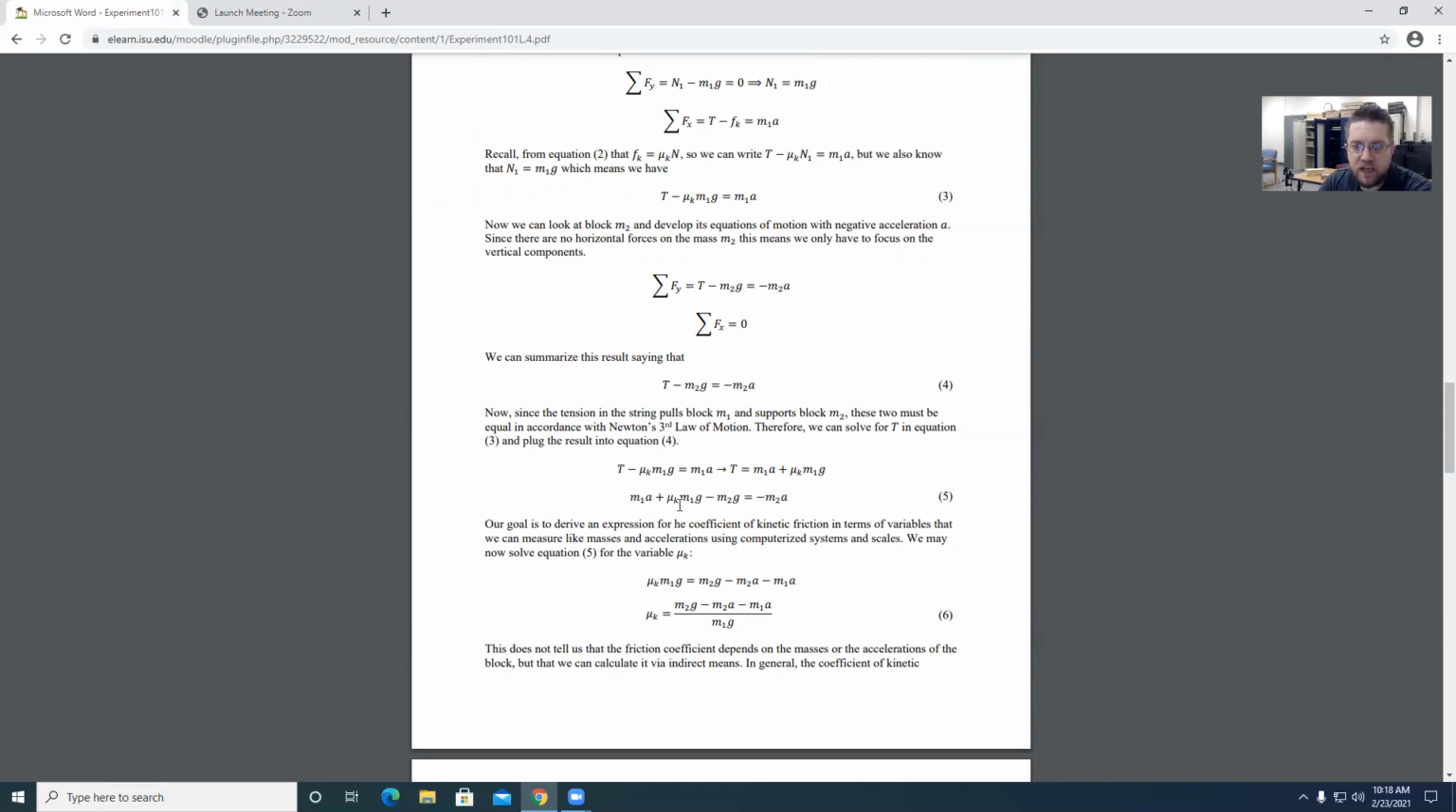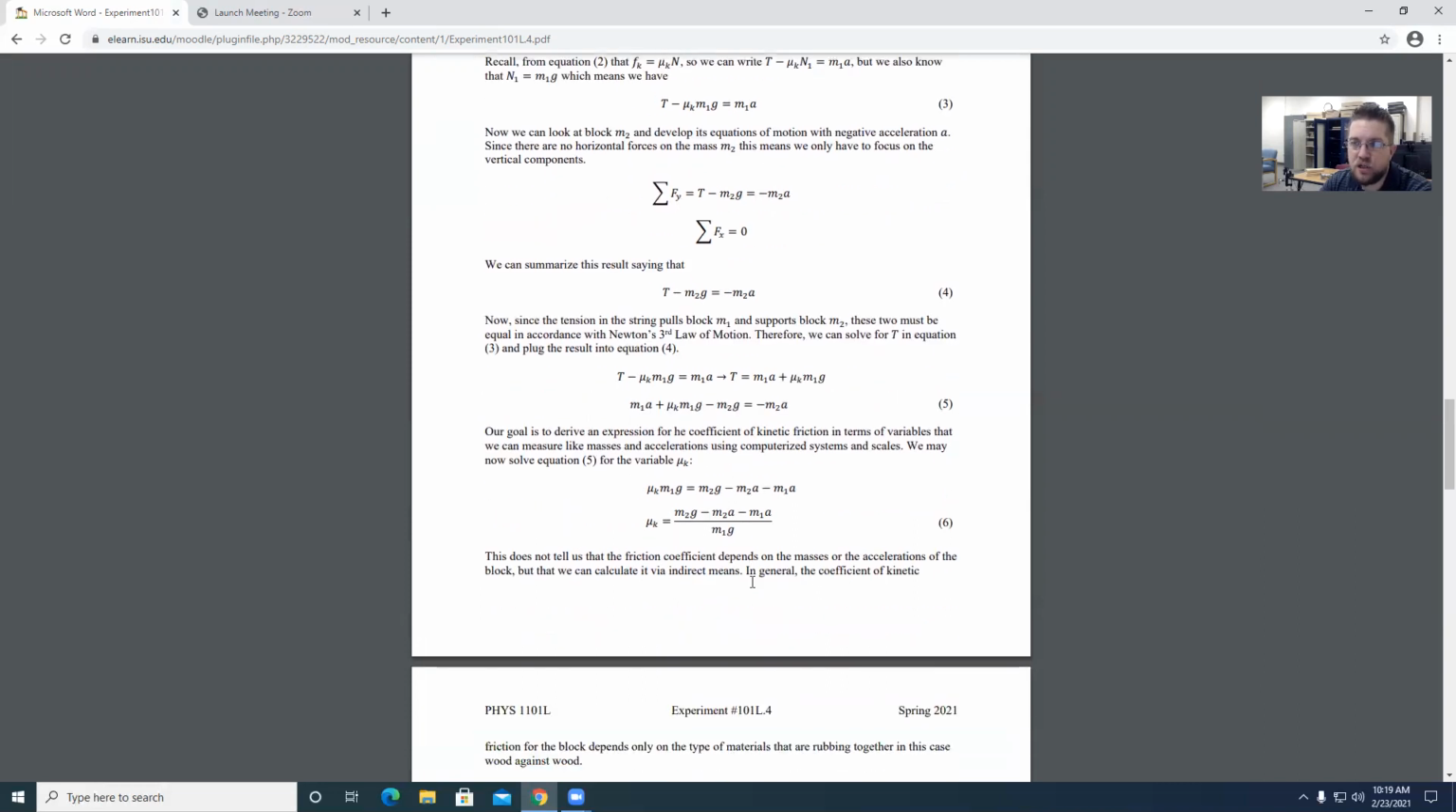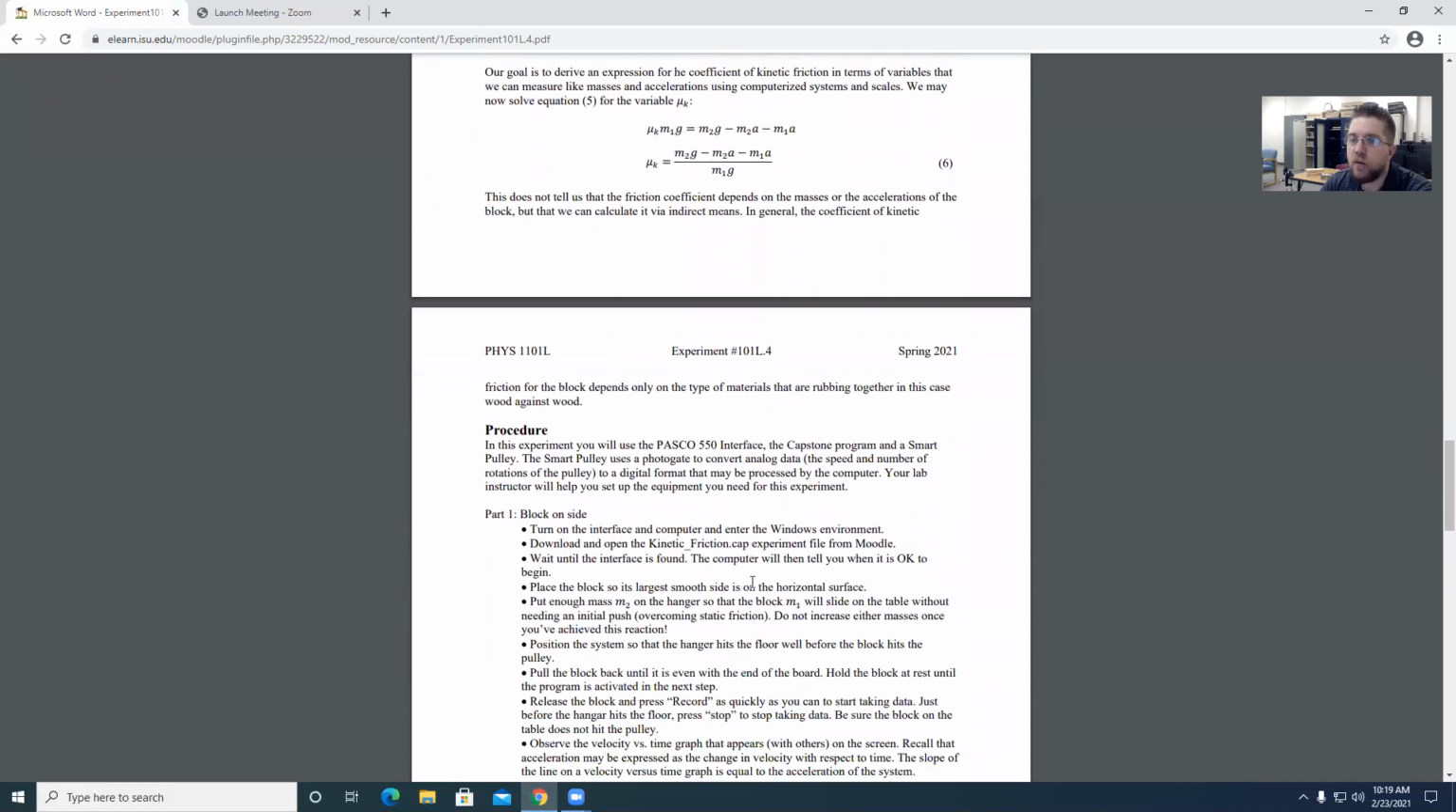And so once we get to this point, equation number 5, we just solve for mu k, and we get this expression right here. Okay, this is basically the equation you're going to use to calculate the coefficient of friction for each row of your data table that we give you.